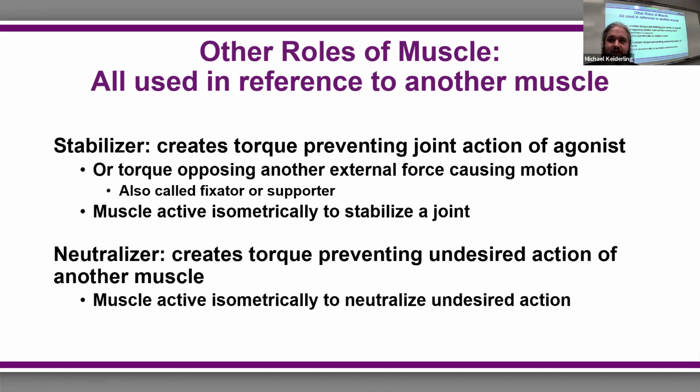This is what you're doing when you're holding yourself steady while lifting a weight. And a neutralizer is a muscle that creates a torque preventing some undesired action of another muscle. So this is a muscle that's active isometrically to prevent something that you don't want happening from happening.